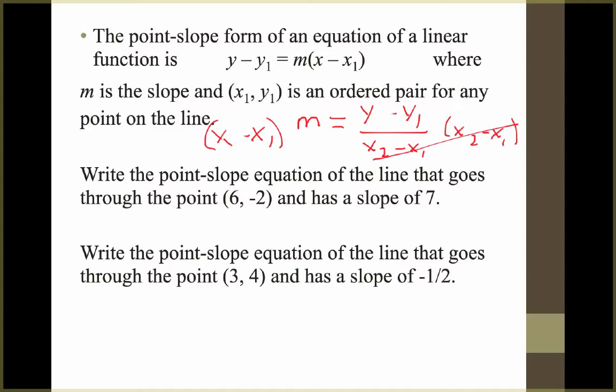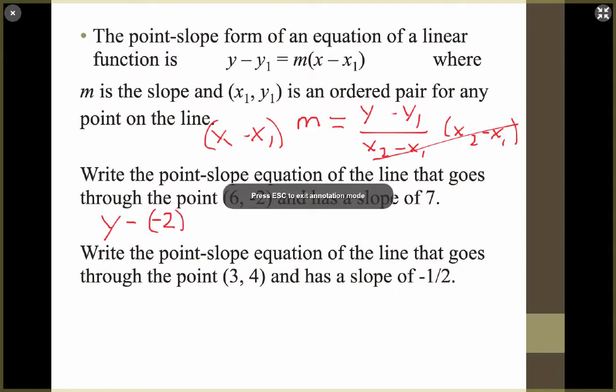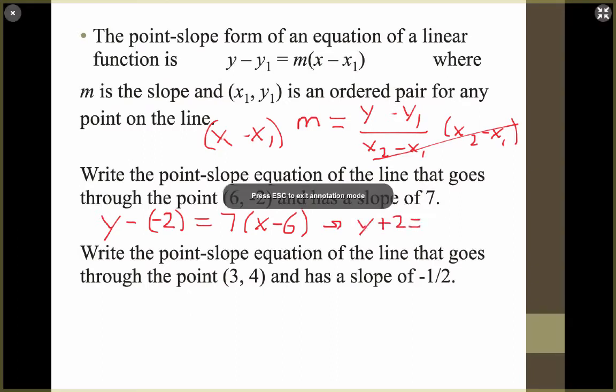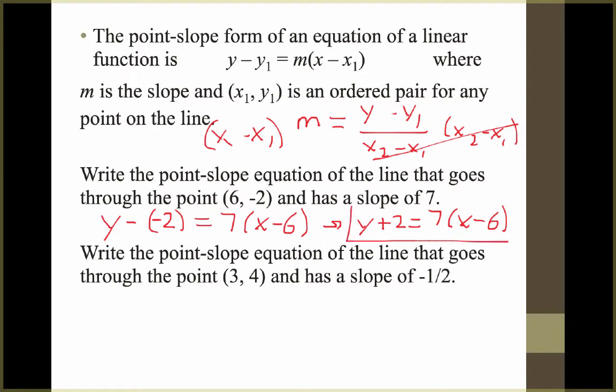With the one below, we have: write the point-slope equation of the line that goes through the point (6, negative 2) with a slope of 7. So we're going to take y minus our y-coordinate, in this case negative 2, equals our slope, which is 7, times x minus 6. We will simplify this minus negative 2, and you can do this right away. We get y plus 2 equals 7 times x minus 6. And this is the equation of my line.